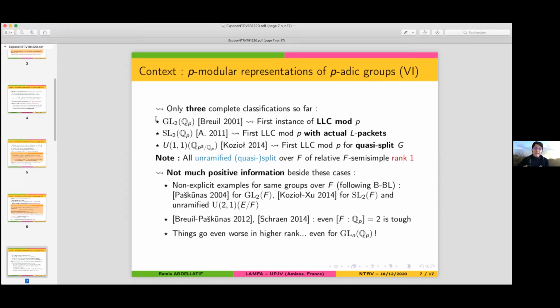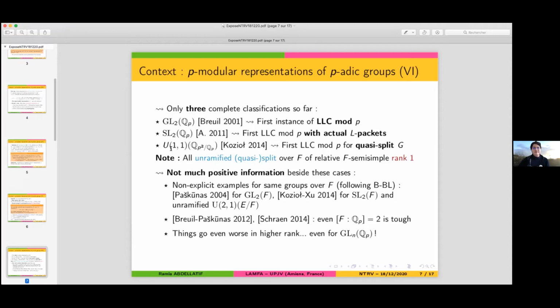And similarly, how do you go from SL2 to U(1,1)? Well, the derived group of U(1,1) is SL2. So again, if you want things to be compatible with restriction, then you know what the restriction should be. And that's how you end up with packets, but that are of a slightly different form than in the SL2 case, because for U(1,1) you can have characters of the full group, which is not the case for SL2. So you have twists to take into account.